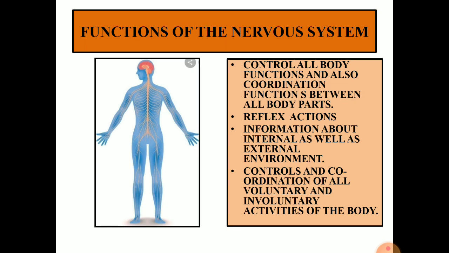Information about the external as well as the internal environment of our body is also passed on by the nervous system. It controls and coordinates all voluntary as well as involuntary activities of the body. For example, the beating of the heart, breathing, respiration, etc.